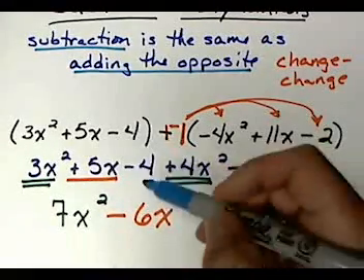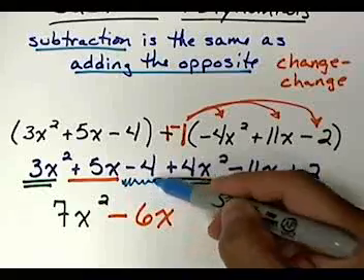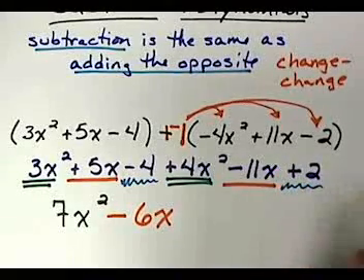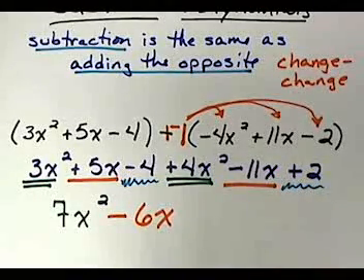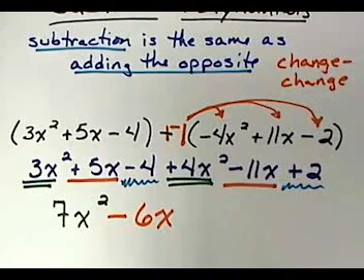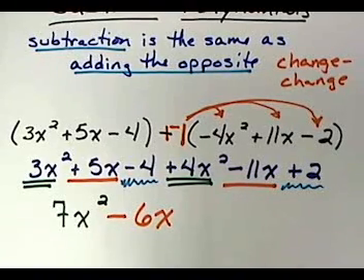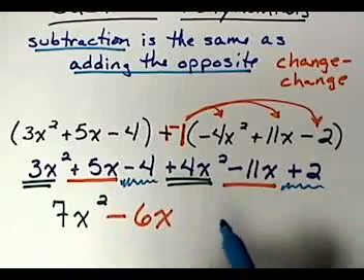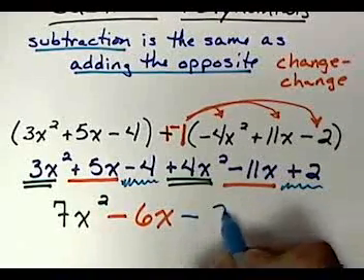And then you have your constant terms. So we have a negative 4 and a positive 2. One of each sign, we subtract and keep the sign of the larger. So we would go 4 minus 2, which is 2. The 4 is what we started with. It's negative. So our result is negative.